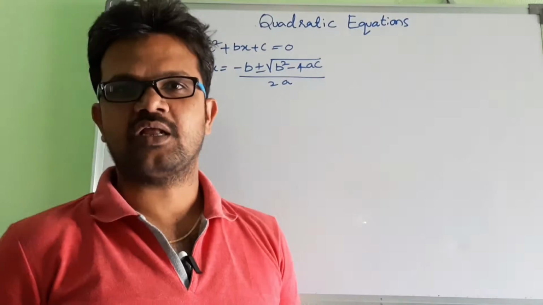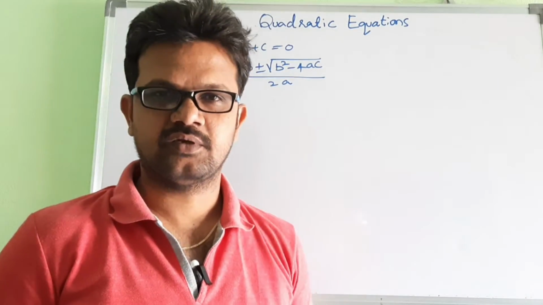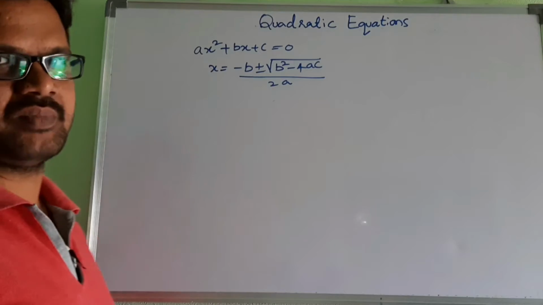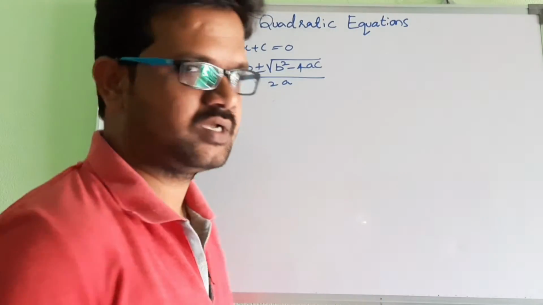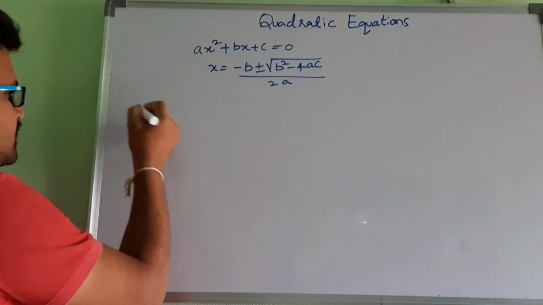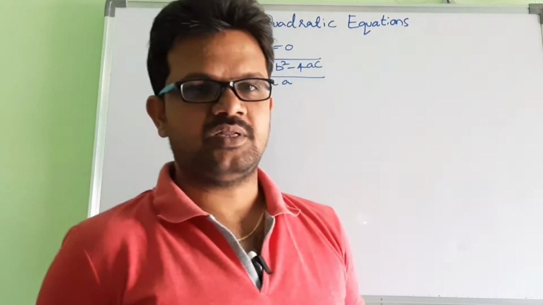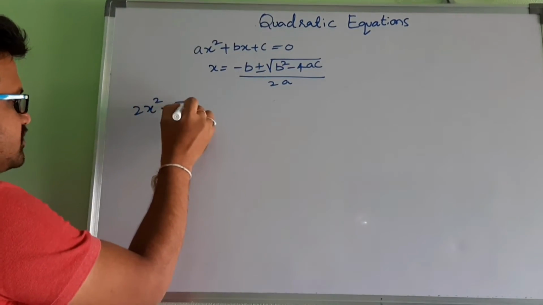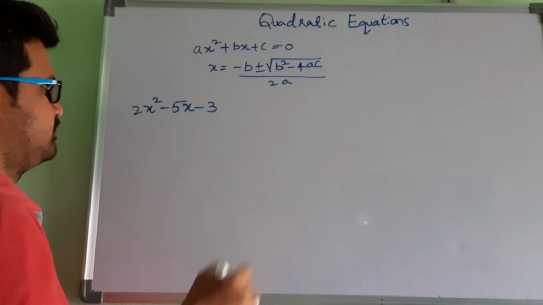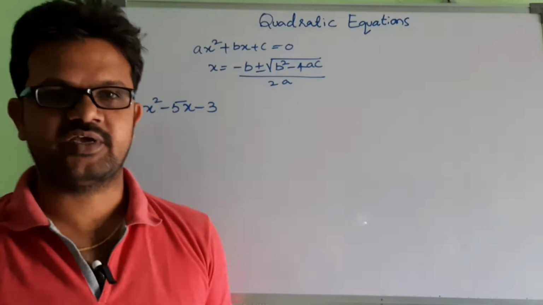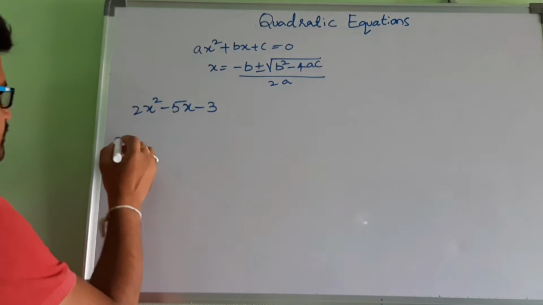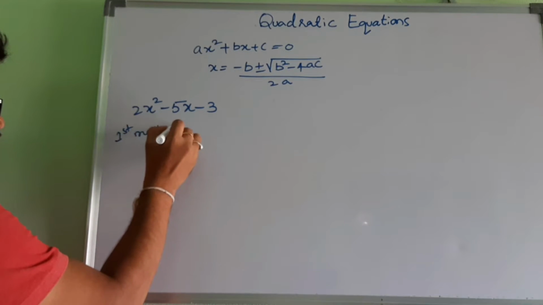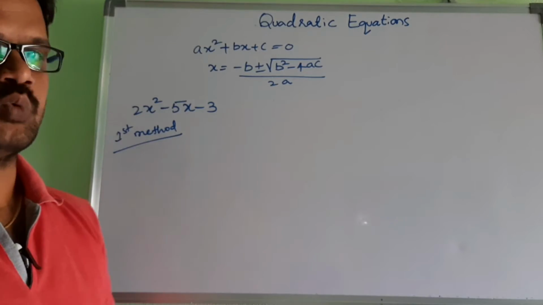Now, how to find the value of x by using Vedic maths tricks? Let us solve. We have two methods. You can follow whichever method is easier for you. Let us take a simple example: 2x² - 5x - 3. First method.